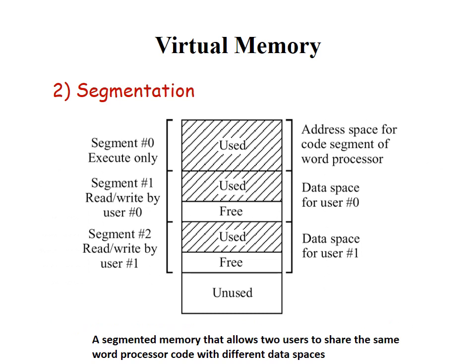Next one is segmentation. Segmentation is nothing but we will be taking a particular register and segmenting it, to decide which segment I have to use for execution, which part I have to use for read or write by user 1, and which part I have to use for the read or write process by user 0. Similarly, it can also be used for data space user 0, data space user 1. This segmentation allows the users to share the same word processor code along with different spaces.